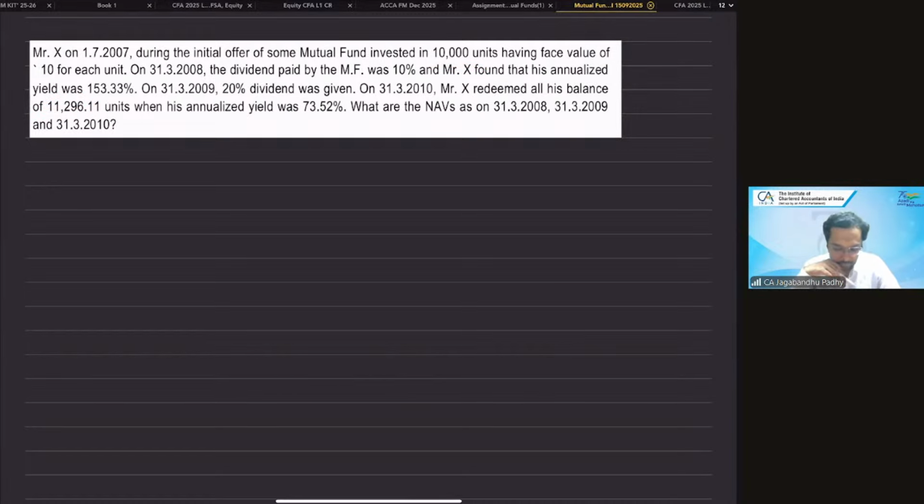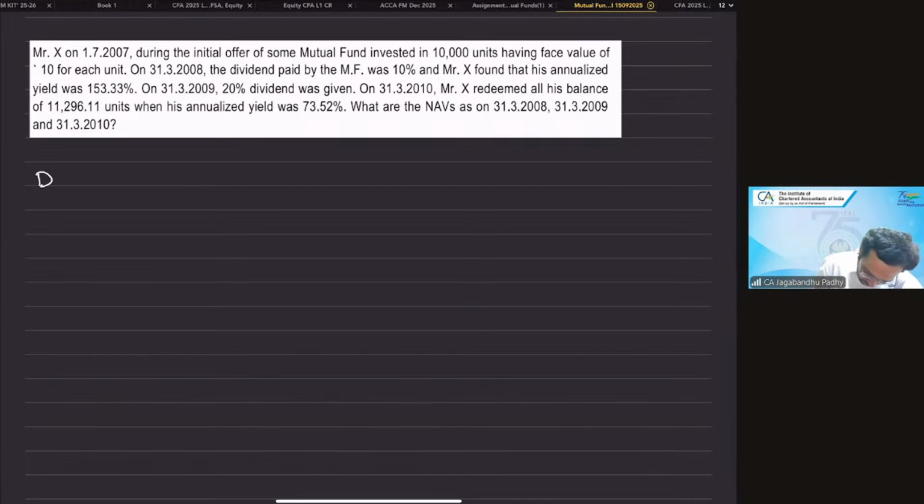Sir, he has not received the dividend and appreciation in cash. He converted that into units. Can I say the mutual fund has not given out cash dividend, but it has given dividend by way of additional units, right? So when he sold his units, his annualized yield was 73.52%. And then we have to get the NAV on 2008, 2009 and 2010 values.